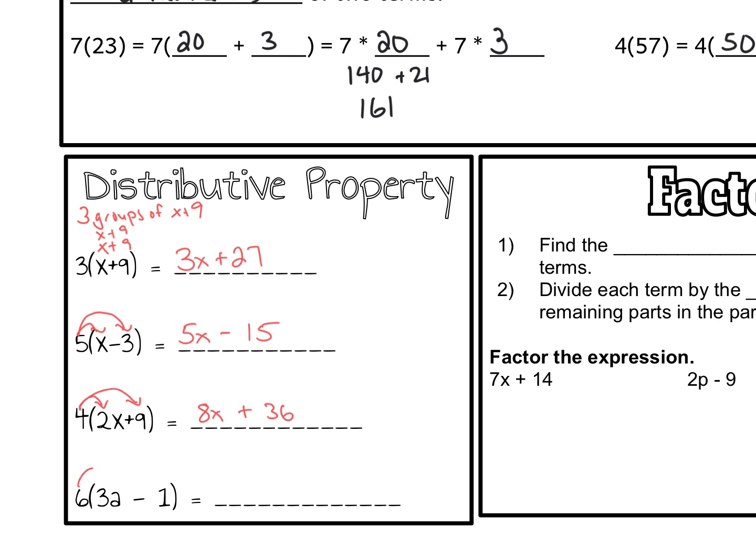All right, so here we have 6 groups of 3a. So 6 groups of 3 makes it 18 a's. And then we have 6 groups of 1, which is 6 times 1 or 6. And since there's a minus sign, this becomes minus 6.